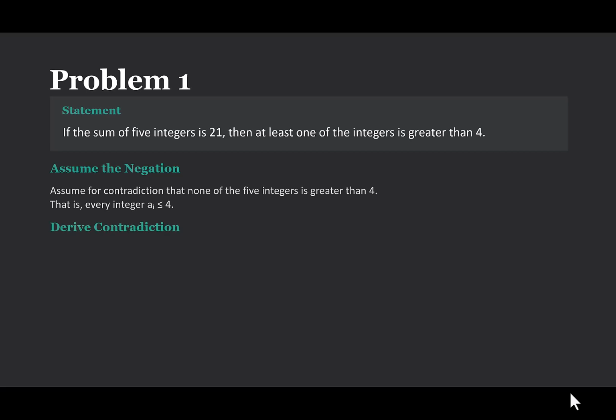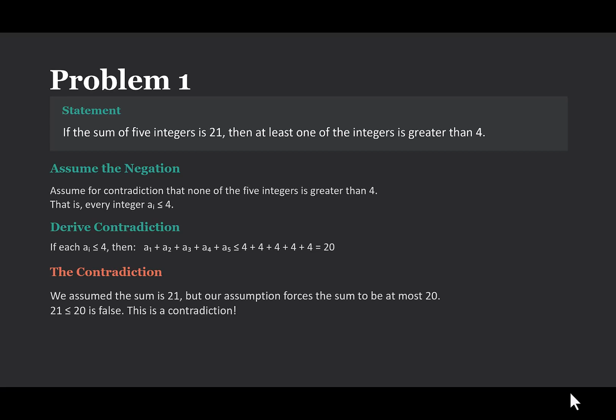Now we want to work on deriving our contradiction. We start by saying each of our a sub i's is less than or equal to 4. Since we have 5 numbers, that's a1 plus a2 plus a3 plus a4 plus a5. Since each of these numbers is less than or equal to 4, we note that their sum has to be less than or equal to 20. And this is the contradiction.